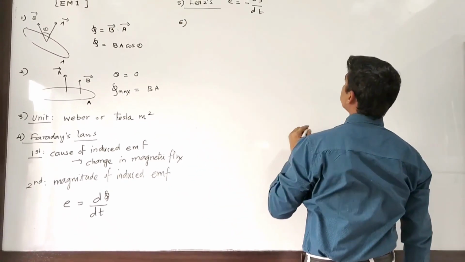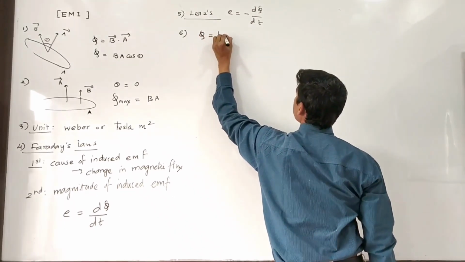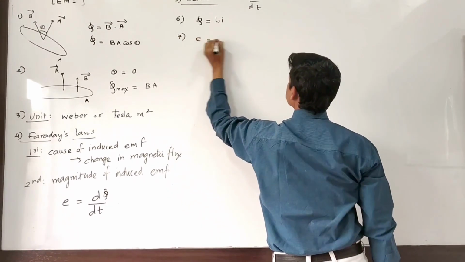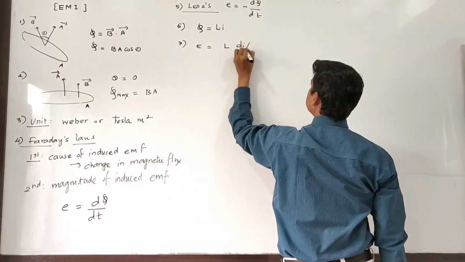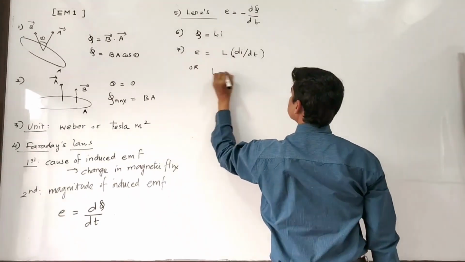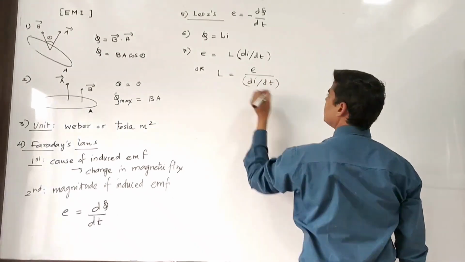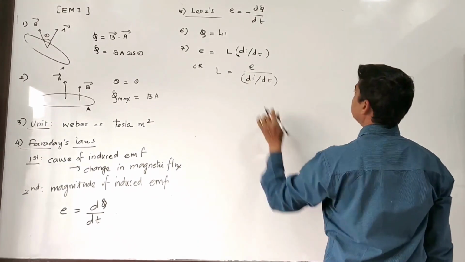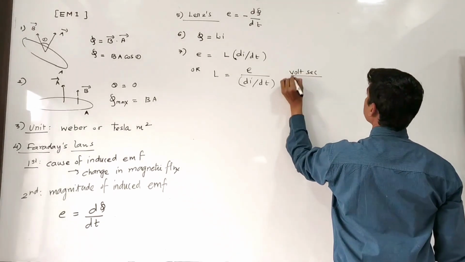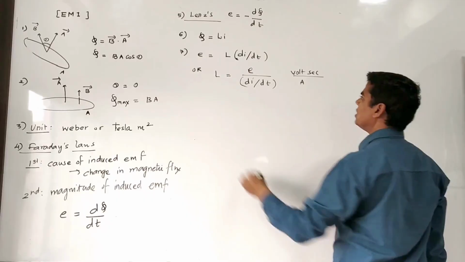Then the next important formula is self-inductance. We have phi is equal to Li. This is self-inductance L. Also, E equals L di by dt. This is a very important formula. Or we can also write L is equal to E upon di by dt. This is the formula for self-inductance of an inductor coil. Its unit is volt second per ampere, the SI unit of self-inductance, and the same for the mutual inductance.